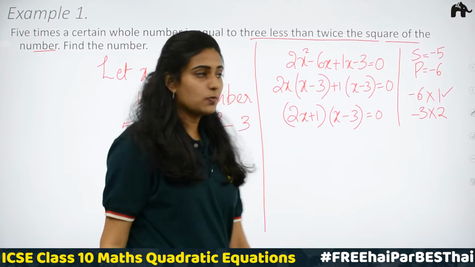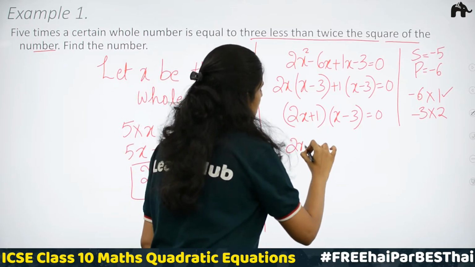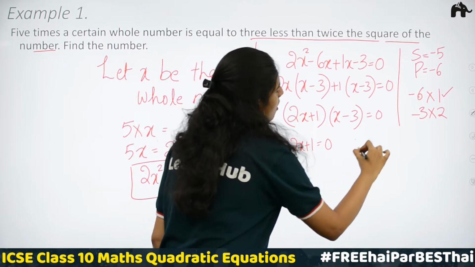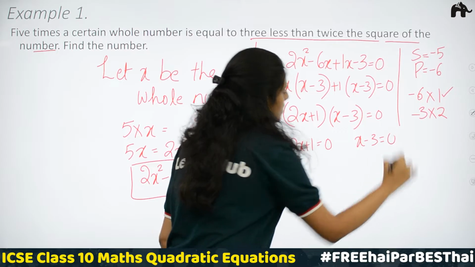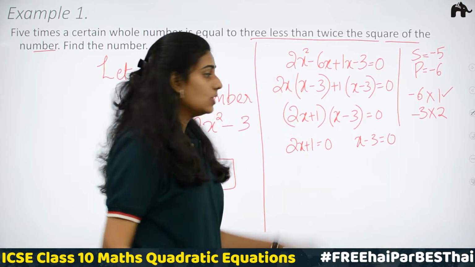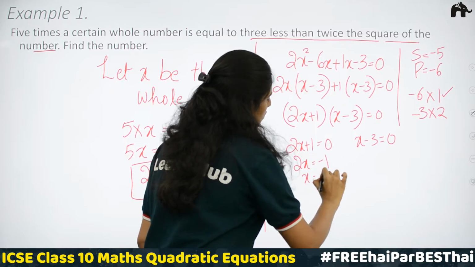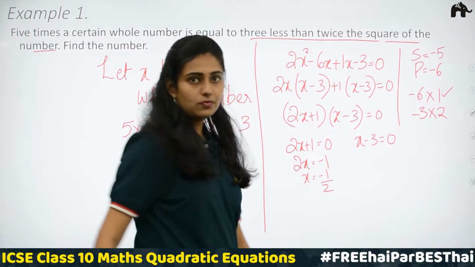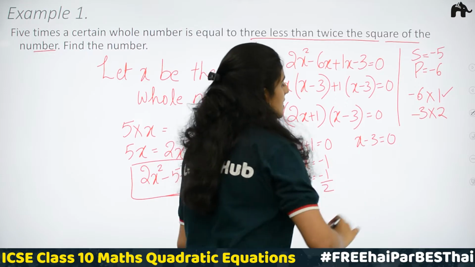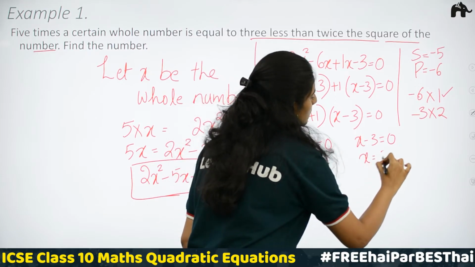Now applying the zero product rule, either 2x plus 1 is equal to 0 or x minus 3 is equal to 0. If 2x plus 1 is equal to 0, then 2x is equal to minus 1 and x is equal to minus 1 by 2. Okay. If x minus 3 is equal to 0, then x is equal to plus 3.